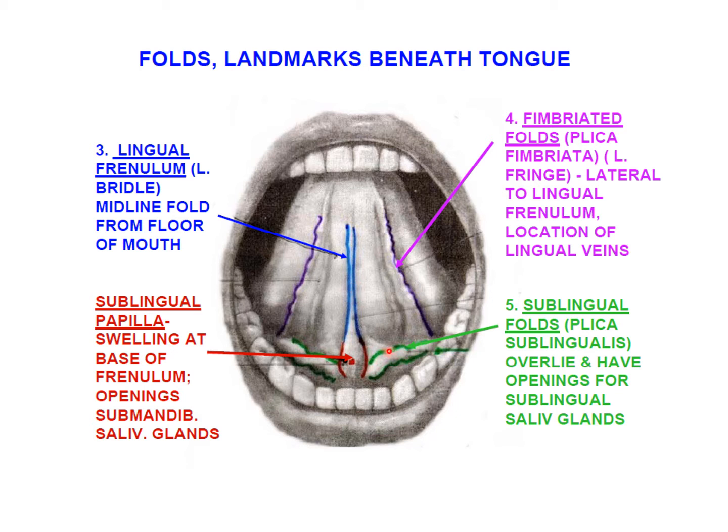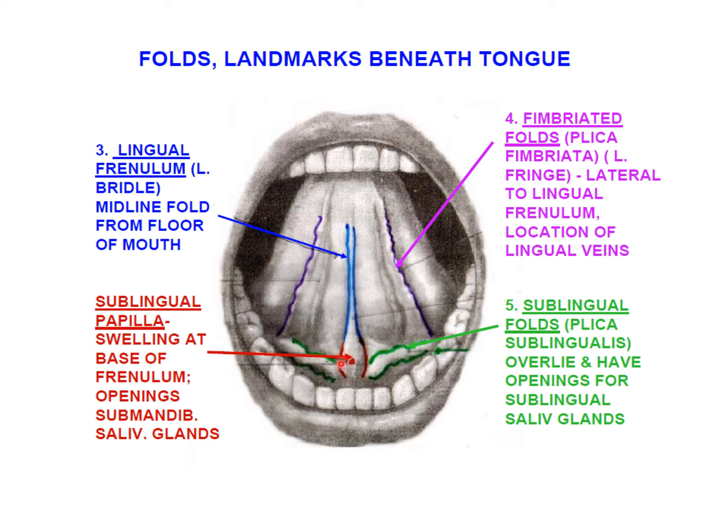And then you've got, lateral to the lingual frenum, close to the floor of the mouth, two horizontal folds, one on either side, known as the sublingual folds or plica sublingualis, and these folds overlie the openings of the Bartholin's ducts.